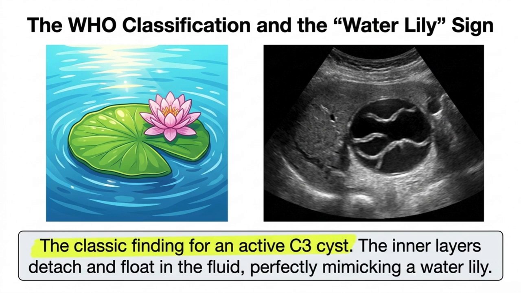This is a classic finding for a C3 active cyst, where those inner parasite layers we just learned about actually detach and float around in the fluid. It looks exactly like a water lily on a pond. It's a deceptively beautiful image for a really, really nasty clinical situation.